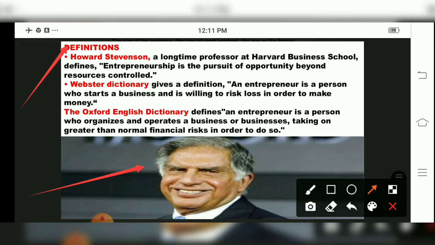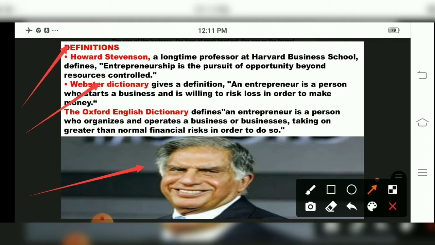Now we'll see what is the definition of entrepreneur. So the first definition of entrepreneur is by Howard Stevenson, a long-time professor at Harvard Business School, who defines entrepreneurship as the pursuit of opportunity beyond resources control. See, Howard Stevenson, he has studied at Harvard University, and what he has told is that entrepreneurship is a pursuit of opportunities beyond resources control. Means entrepreneurship means what? Beyond means not only control the resources, but what you can do better for your company. That is called entrepreneurship. Then the second definition is according to Webster Dictionary, children.